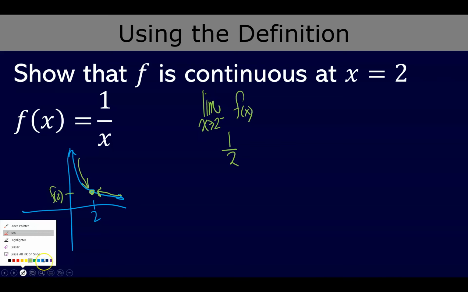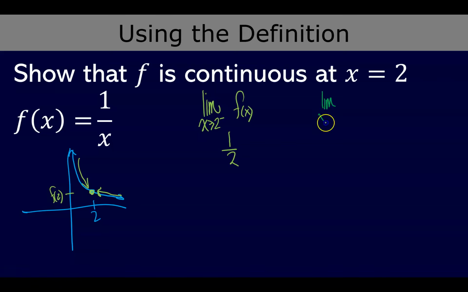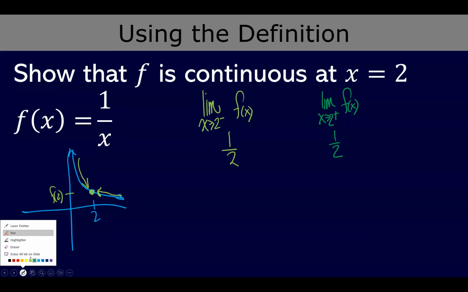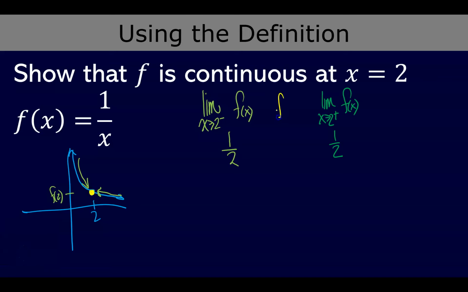Choose another color. Let's see, green. And then the limit as x approaches 2 on the right of f of x, well, that's 1/2 as well. And then we need one more thing in the middle to match everything up. Let's choose yellow. What are those equal to? Those are both equal to f of 2. What would we get if we substituted 2 into f? Well, we'd get 1/2. And so we can conclude, f is continuous at x equals 2.